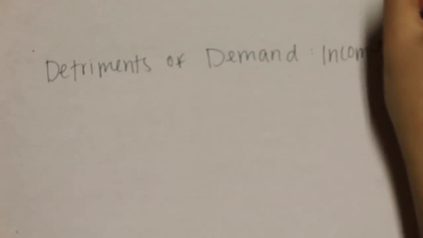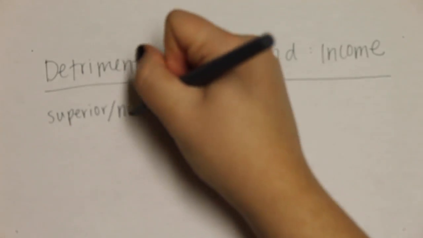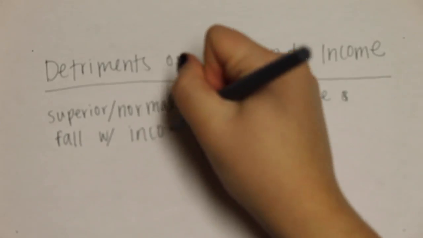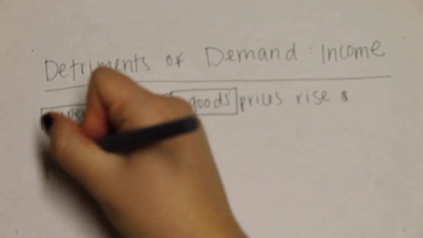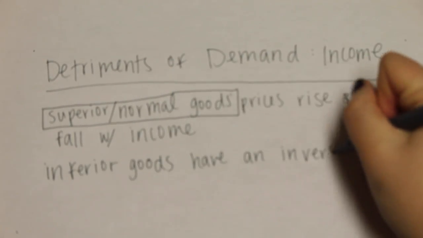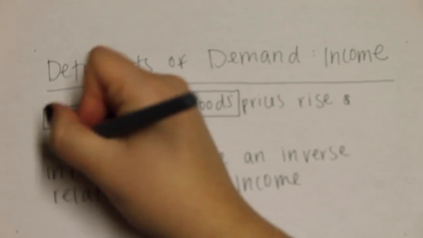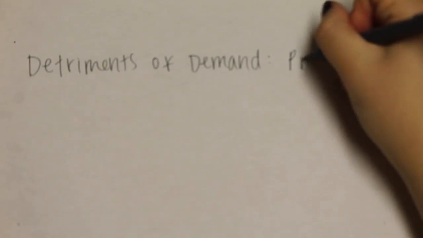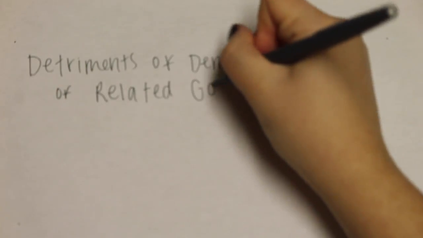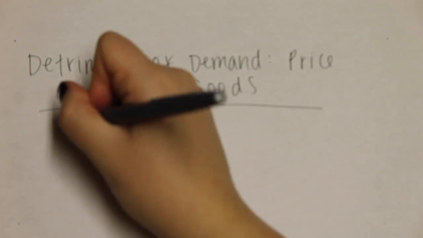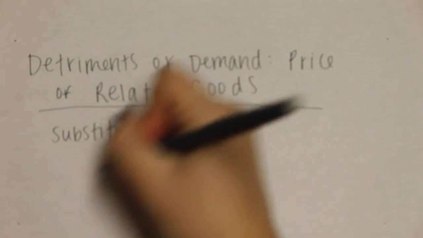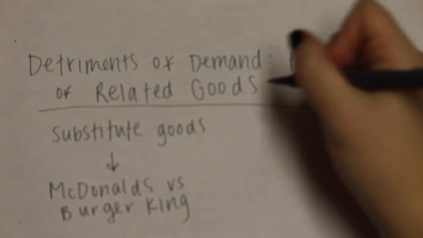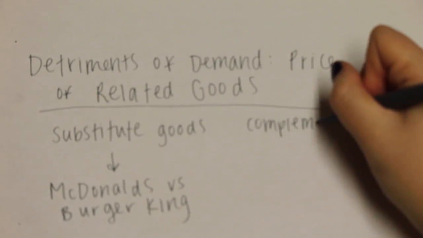Determinants of demand: income. With superior or normal goods, demand rises and falls along with income. But inferior goods have an inverse relationship with income. There are two types of goods that can affect demand. Substitute goods, such as McDonald's and Burger King, which can be substitutes for each other, and complementary goods that are usually bought together, such as peanut butter and jelly.